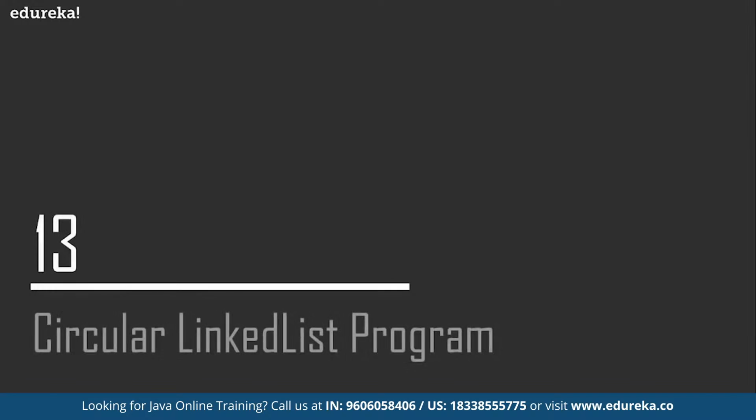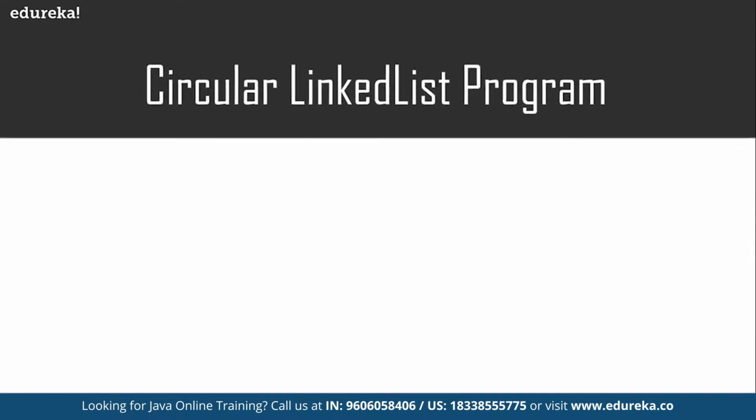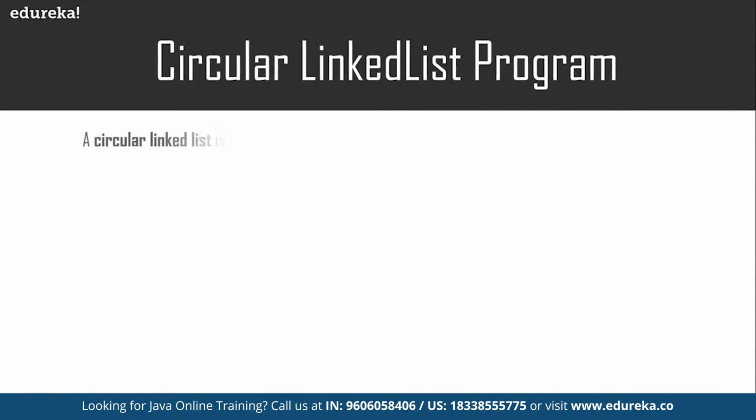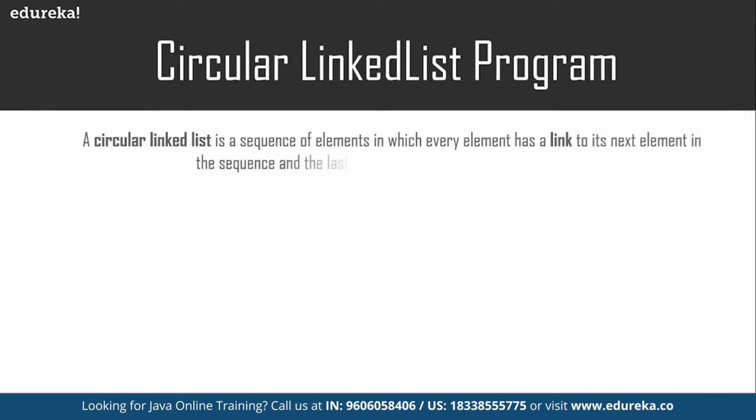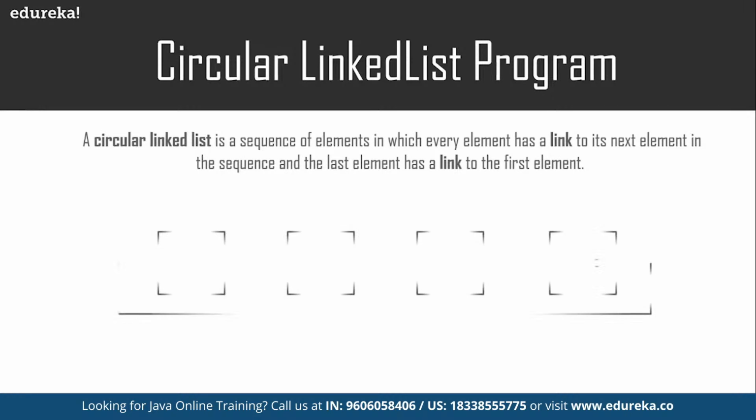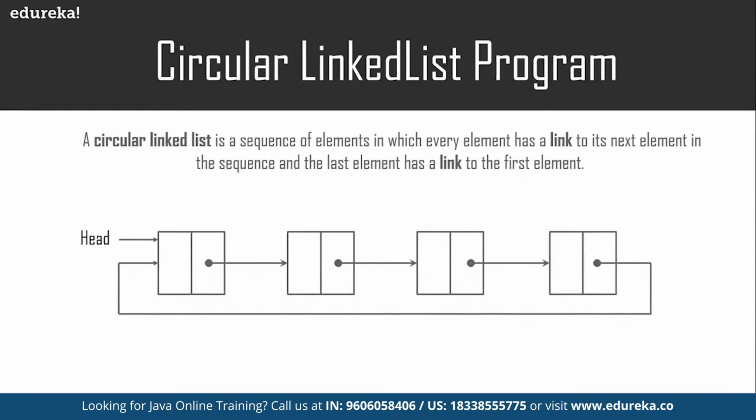Now let's understand one more program, that is the circular linked list program. So what is a singly and doubly linked list? In case of a singly linked list, it is only a forward connection. There is no backward, right? In a singly linked list, the last node of the first element points to the first node of the second element.